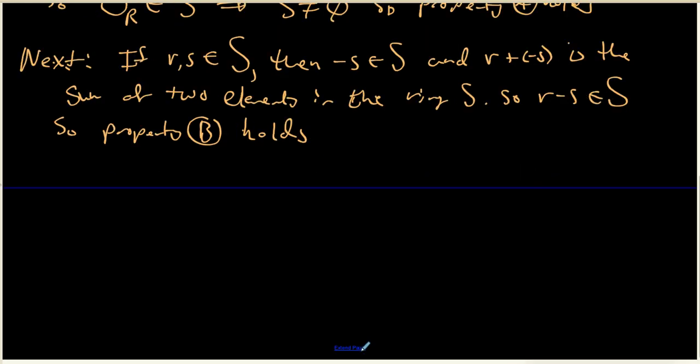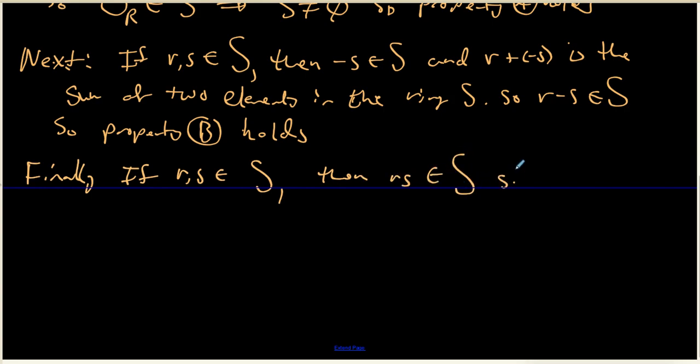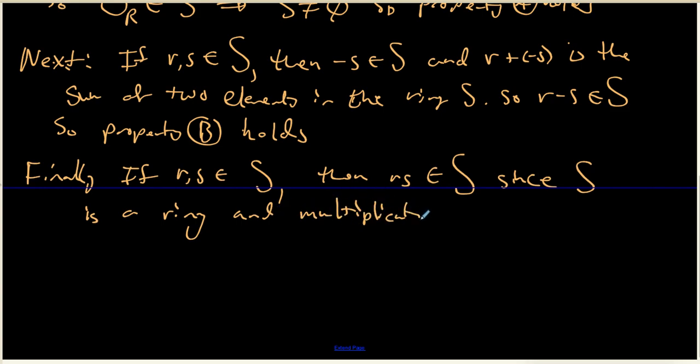And finally, we are going to also note this. If little r and little s both belong to capital S, then r times s has to belong to capital S, since capital S is a ring itself, and multiplication is always closed in rings. And so that means the proof of the forward direction is now done.